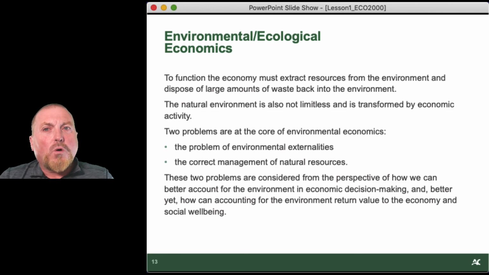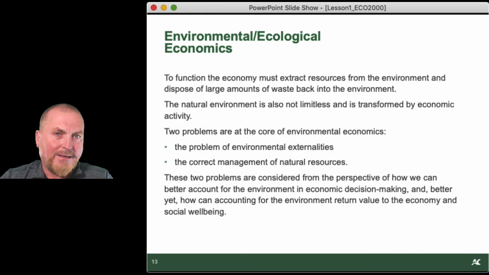The problems are at the core of environmental economics. The problem of environmental externalities, the correct management of natural resources. We'll talk about these natural externalities next week. I'm not going to get into it now, okay? These two problems are considered from the perspective of how we can better account for the environment in economic decision making. And better yet, how can accounting for the environment return value to the economy and social well-being?